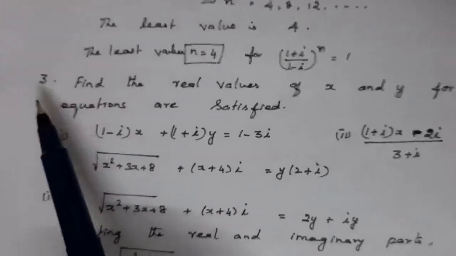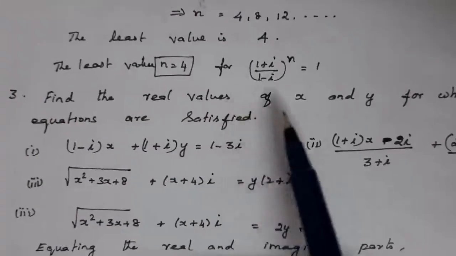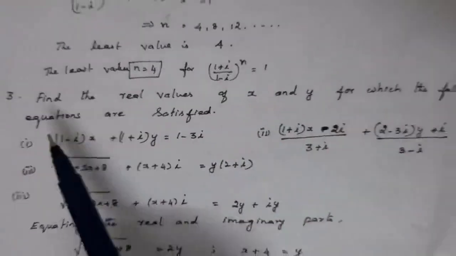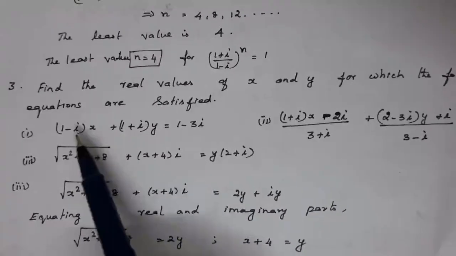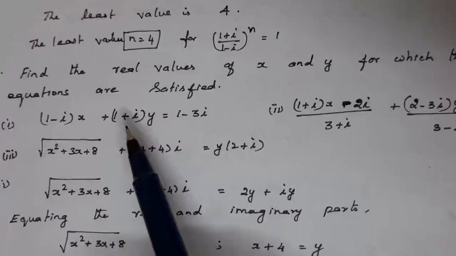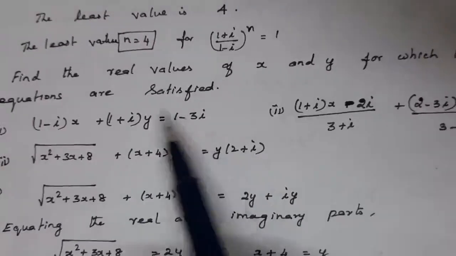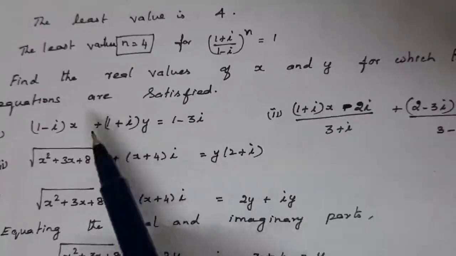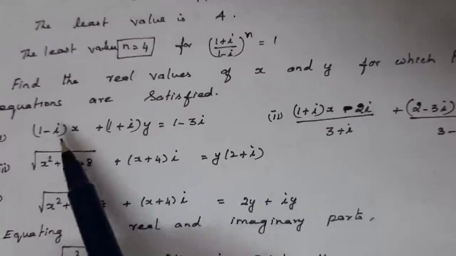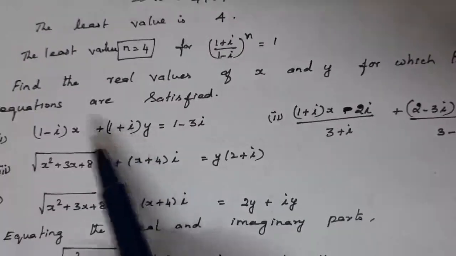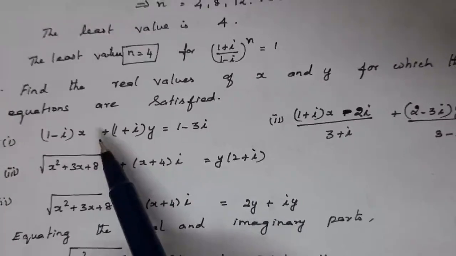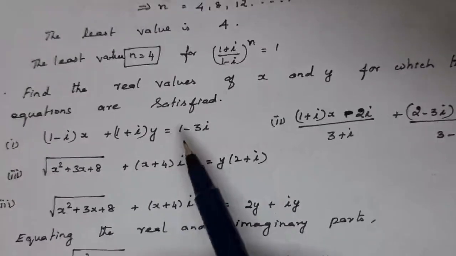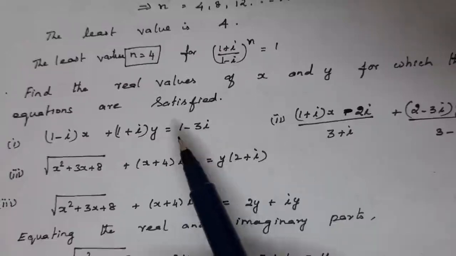Now coming to the third problem. Find the real values of x and y for which the following equations are satisfied. The first one is given here; the right hand side is also a complex number, and both the left hand side and right hand side are complex numbers, but the LHS is not in the standard form. So rearrange by grouping the terms, arrange the left hand side in the standard form, equate the real and imaginary parts, and get the values of x and y.